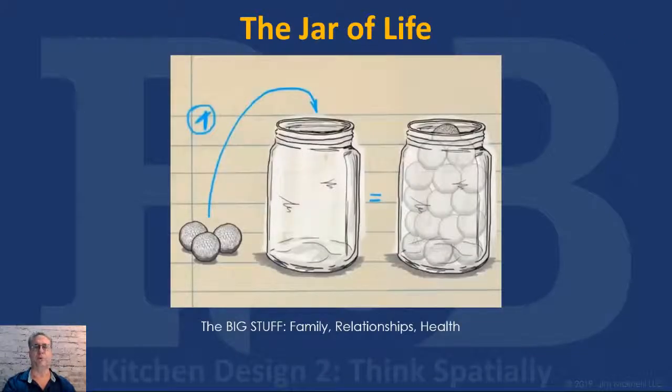Tonight, we're going to move on. Now, many of you may have seen this analogy, the jar of life. The big stuff, the first thing that you put in your jar of life, are things that are very critically important to your happiness and well-being: your family, your relationships, your health. Because if you put those in and take care of those first, there's room for everything else.